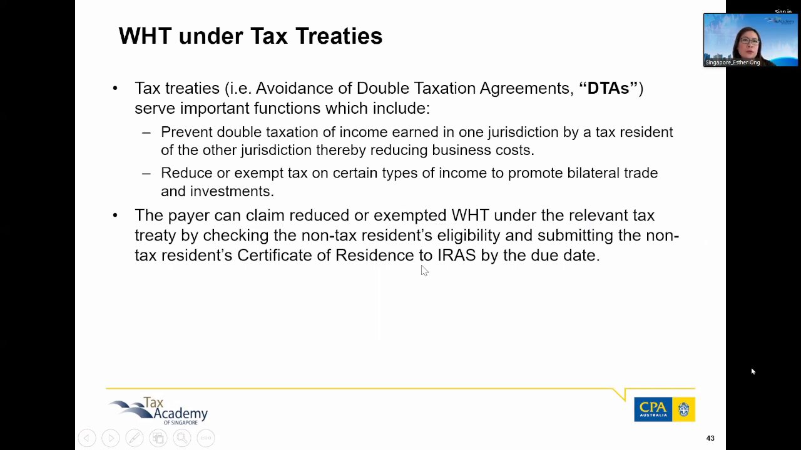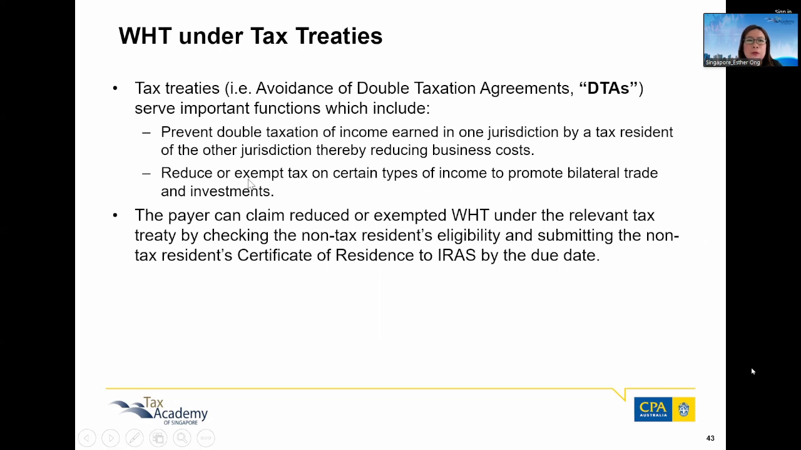Okay, so withholding tax under tax treaty. So what are tax treaties? These are double tax agreements, and they serve important functions which include preventing double taxation of income earned in one jurisdiction by a tax resident of the other jurisdiction. So it helps to reduce business costs.